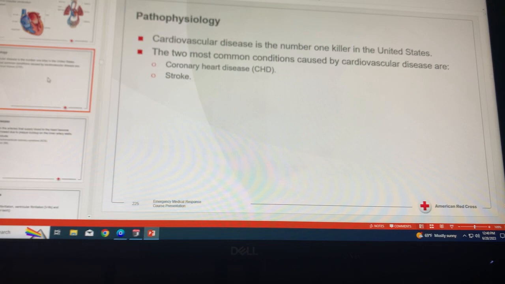Pathophysiology. Cardiovascular disease is the number one killer in the United States. The 2 most common conditions caused by cardiovascular disease are coronary heart disease and stroke. Cardiovascular disease is an abnormal condition that affects the heart and blood vessels. An estimated 90 million Americans suffer from some form of the disease. It remains the number one killer in the United States and a major cause of disability. The most common conditions caused by cardiovascular disease include coronary heart disease, also known as coronary artery disease, and stroke.